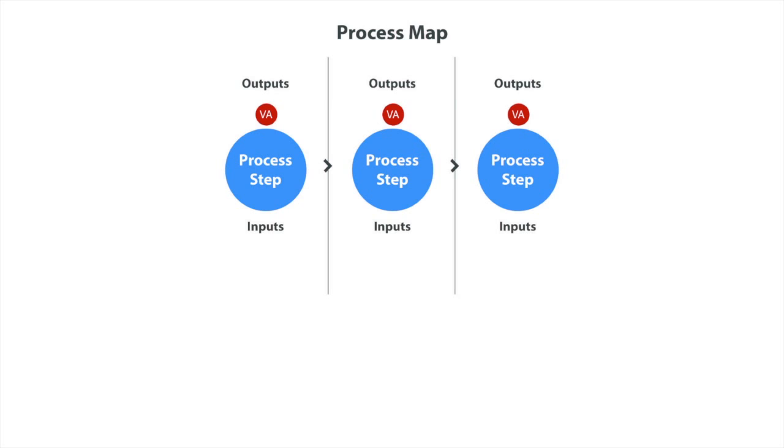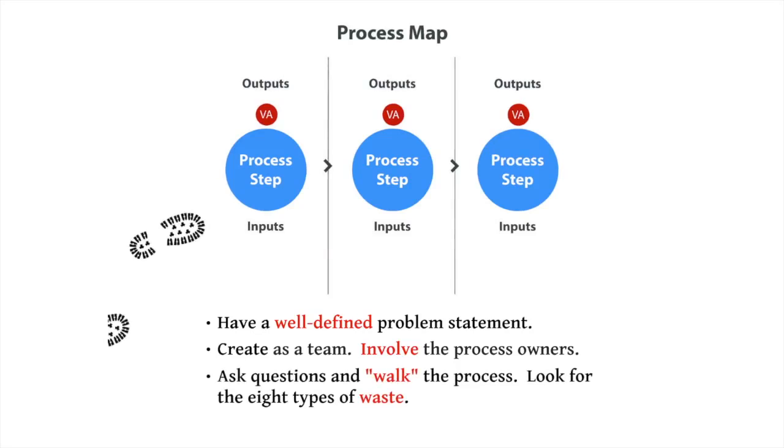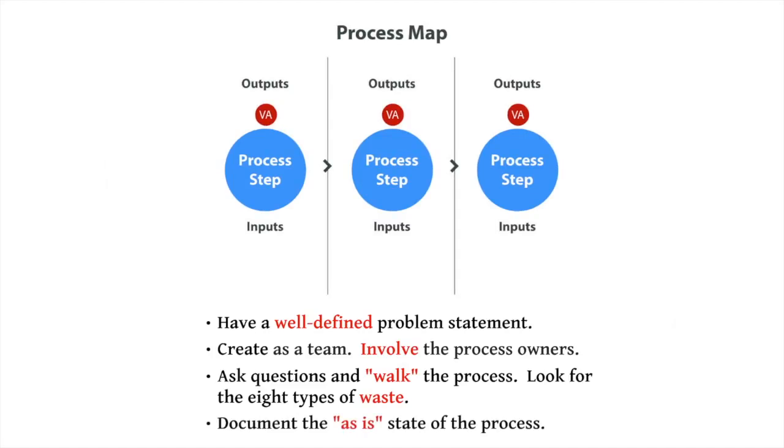Some guidelines to use when beginning a process map are: have a well-defined problem statement in the charter. Create as a team and involve the process owners. Ask questions and walk the process to really see the sequences of activities. In doing so, look for the 8 types of waste. Document the as-is state of the process. When you look at how things run currently, answer questions like how much, how many, or how long. If you can't see how things are done today, how can you improve them?